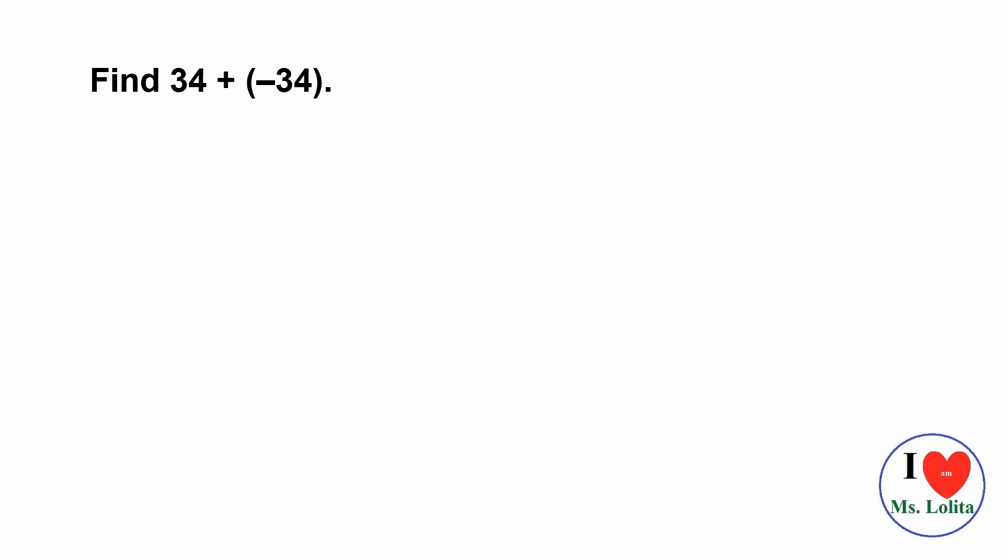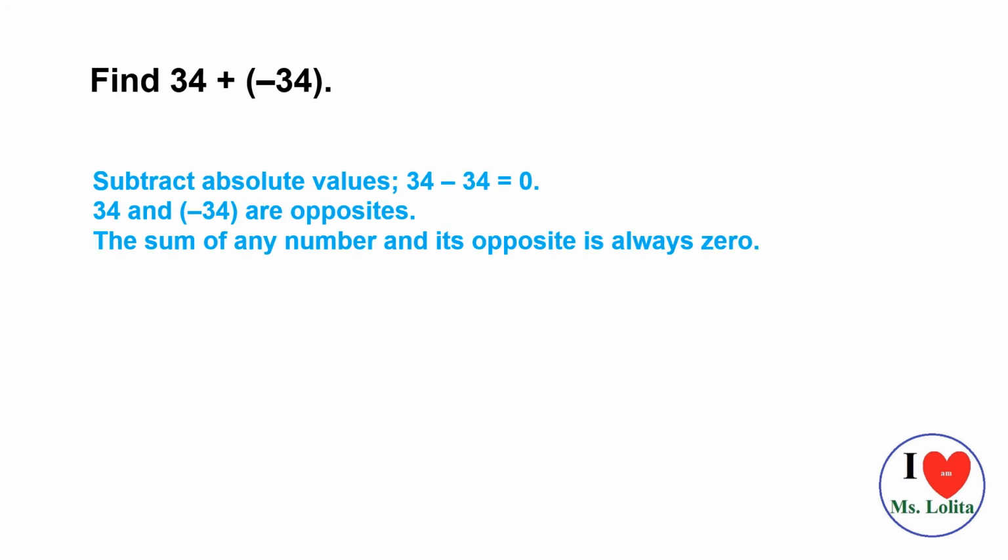What if you are going to add the same integer with the opposite sign? You're just going to subtract absolute values. So, 34 minus 34 is equal to 0. 34 and negative 34 are opposites. The sum of any number and its opposite is always 0. Remember that. Consequently, 34 plus negative 34 is equal to 0.